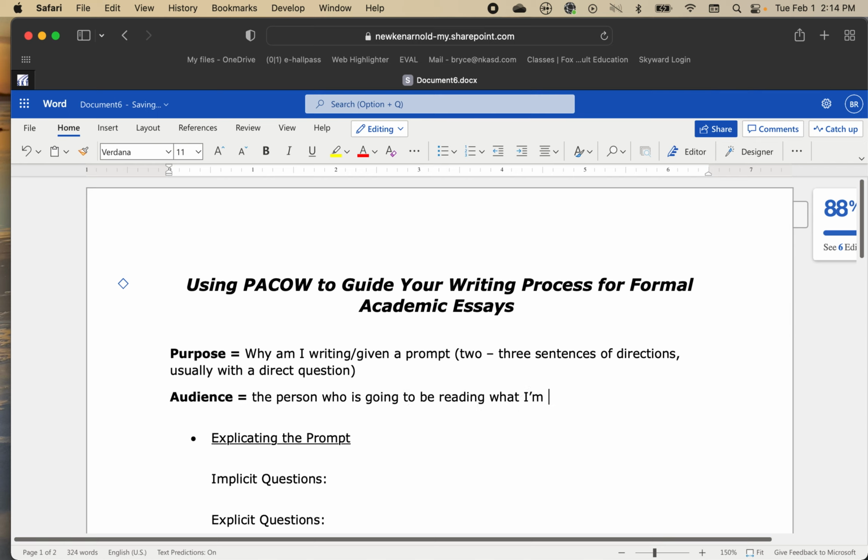Okay, now when you guys are writing these notes down, make sure that you are processing them and putting them in your own words. You don't want to necessarily just be writing down word for word. That's why I'm spending time talking about everything and not just typing everything and making you read it as I type. So when we get a prompt for a formal academic essay, we have to do something that's called explicating the prompt.